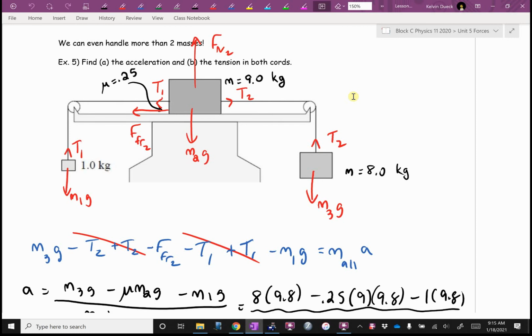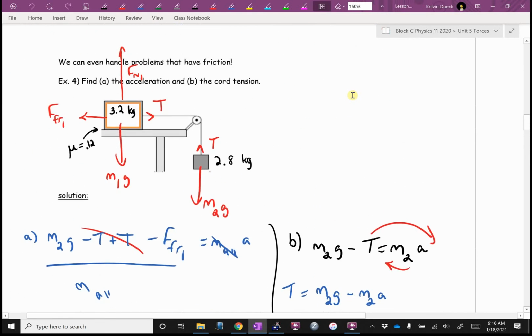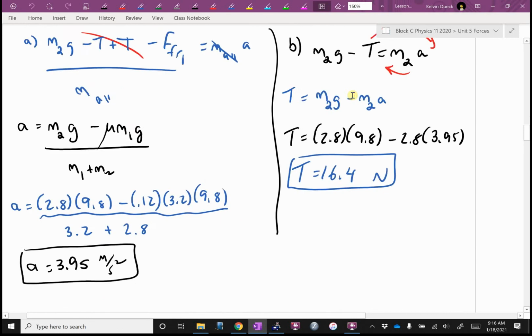And our equation is going to be winner minus loser equals the mass of all of them times A. In other words, to find the acceleration of everything, we're going to write an equation for everything. Then, to find individual forces, we'll look at individual masses. So, we even handled stuff with friction. I like example 4.